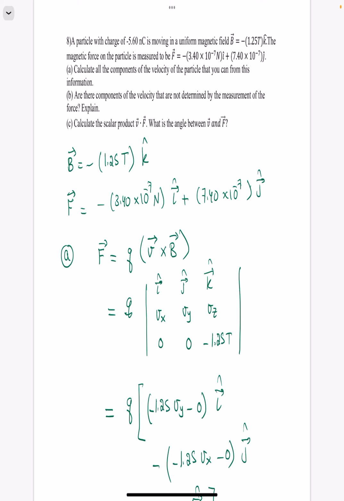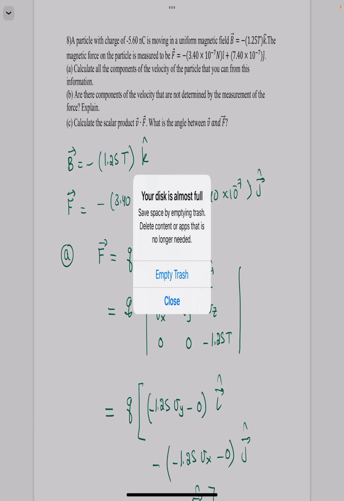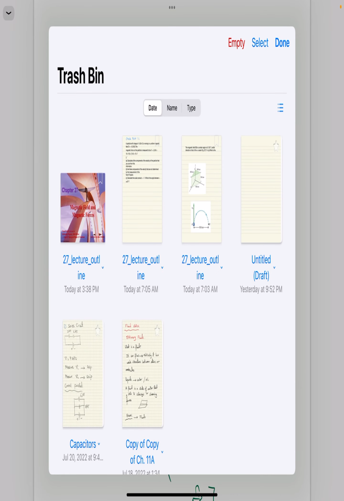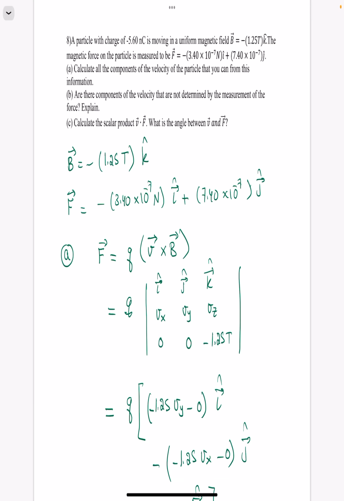First, calculate all the components of the velocity of the particle that you can from this information. Are there components of the velocity that are not determined by the measurement of the force? Explain, and calculate the scalar product V times F. What is the angle between V and F?